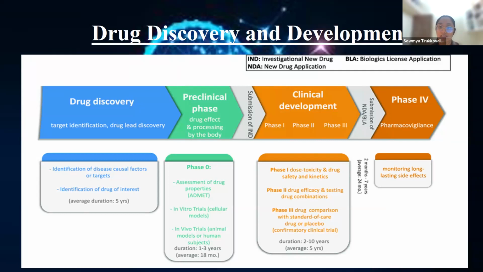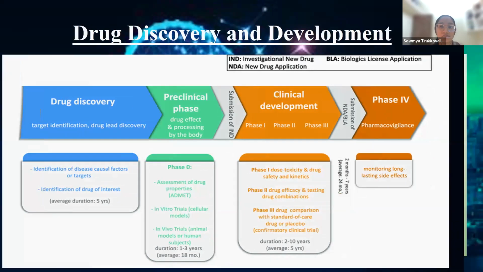So it's clearly seen that the entire process of drug discovery and development is very time consuming, and it's also very expensive. So we're hoping that quantum computers can shorten this time and make it inexpensive.